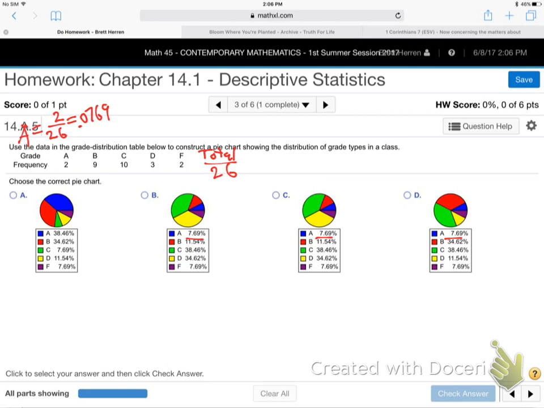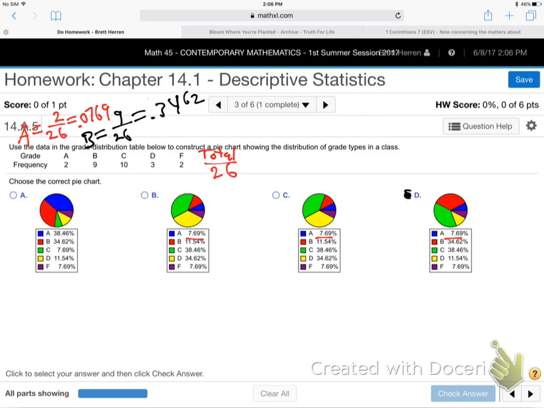Now let's do B. What's the B total? 9 out of 26. Is it 11.54? I'm looking at the answers. I'm cheating. So, what is it? Oh, it's the other one. Okay. So 0.3462. So can I already tell which answer it is? D. It's D, huh? It's this one over here. Everybody see that? They're the only two that have A and B right.